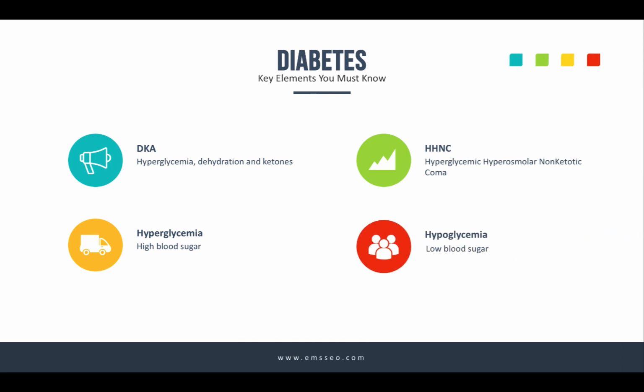Some key elements, again, guys, stuff you're going to want to know, right? DKA, right? That diabetic ketoacidosis, okay? That's a metabolic condition, and it consists of the hyperglycemia, dehydration, and accumulation of ketones and keto acids, okay?